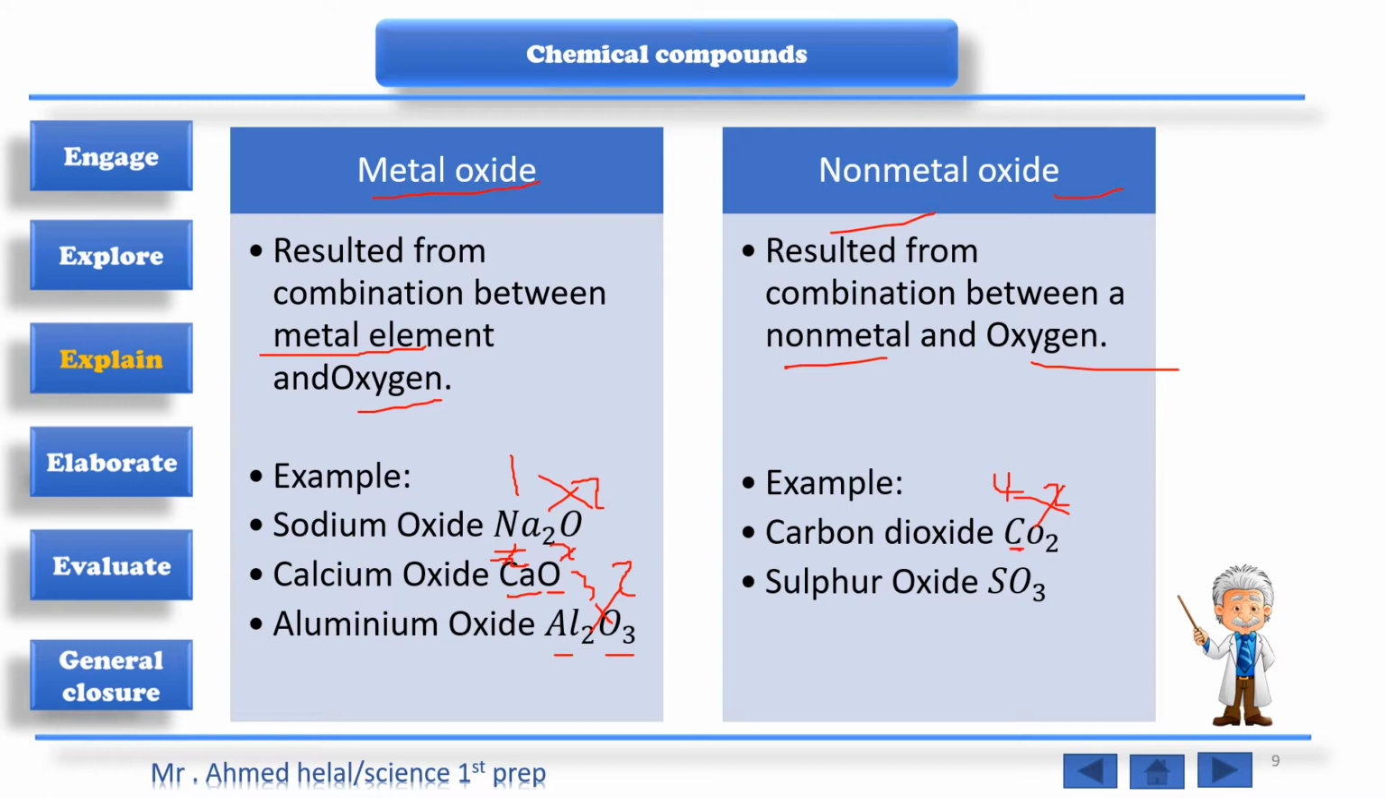And here sulfur, this is non-metal. Okay, and sulfur, this is hexavalent, and this is oxygen divalent. When you change it to the simplest ratio, it will be SO3. This is sulfur oxide, non-metal oxide.